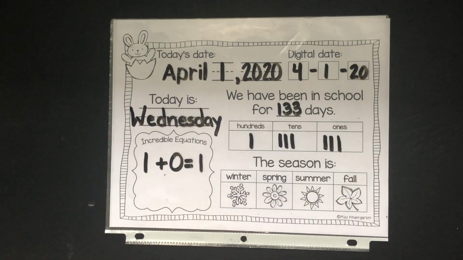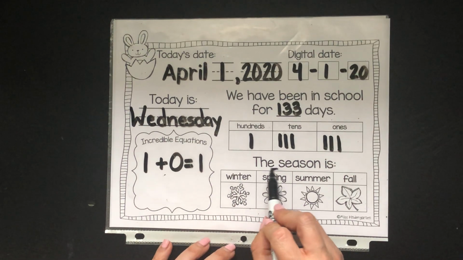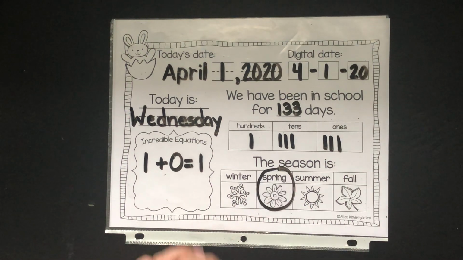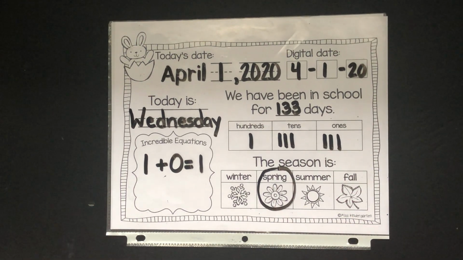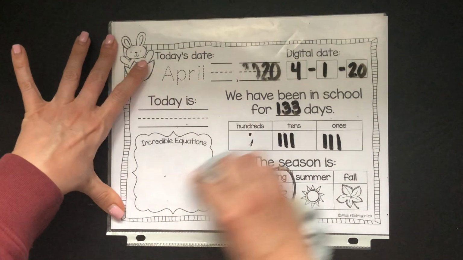What season are we in, love bugs? Very good, it's springtime. If you want to color your flower, you can. If you want to trace the flower, you can. Just don't scribble all over it, because in kindergarten, we like to trace or color. Very good, love bugs. Now, if you're caught up with me, you can erase your board.